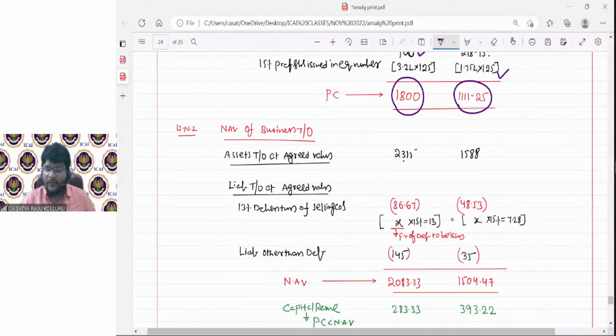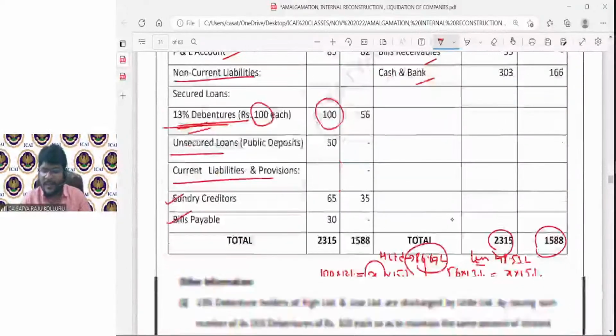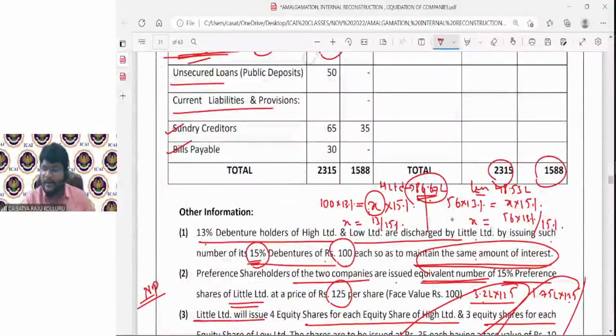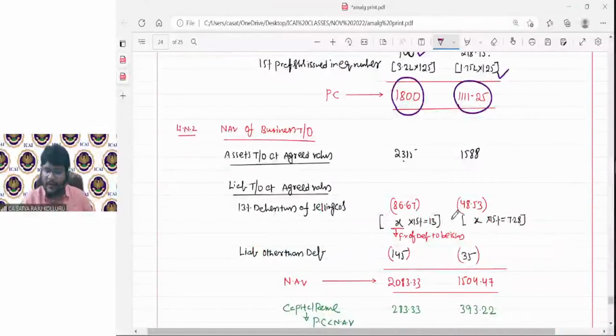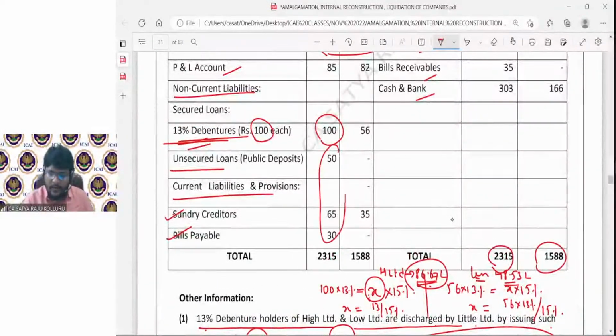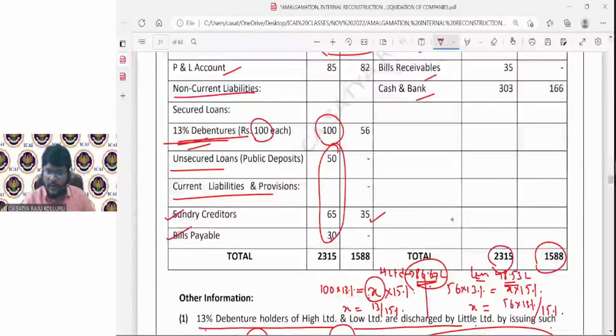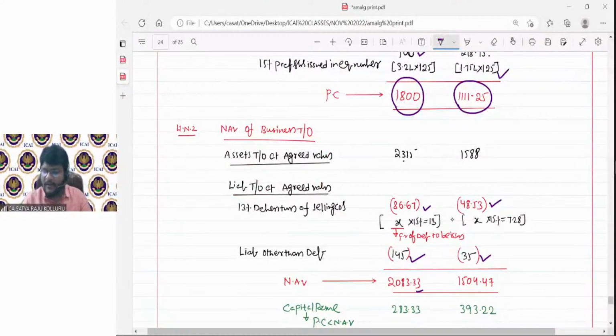Liabilities taken over at the agreed value. One of the liabilities is 13% debentures. Sir, for the 13% debentures the agreed value we already considered in the problem itself: 86.67, 48.53. The same thing was considered here. Next, other liabilities. What are all the other liabilities? 50, 65, 30. If you total here, 50 plus 65 plus 30, other liabilities other than debentures was 145 here. This is only 35 here. I considered that. Then I got the NAV.